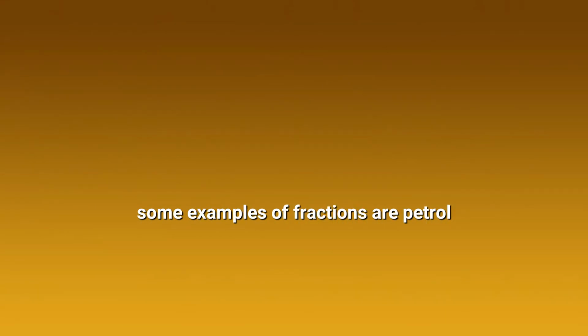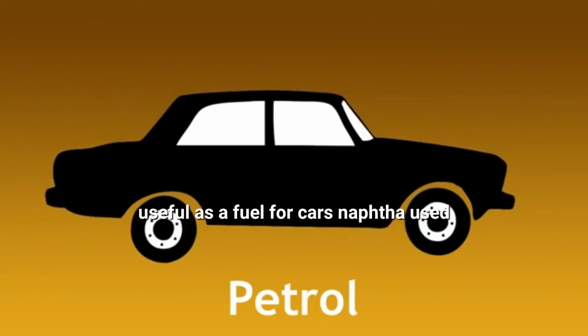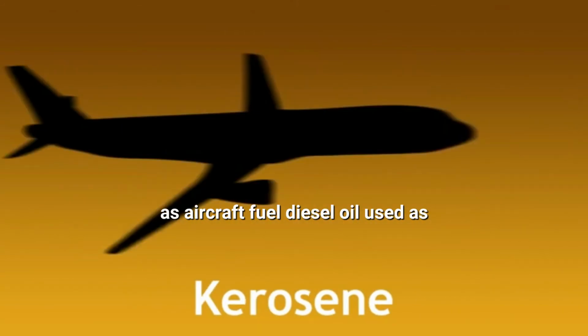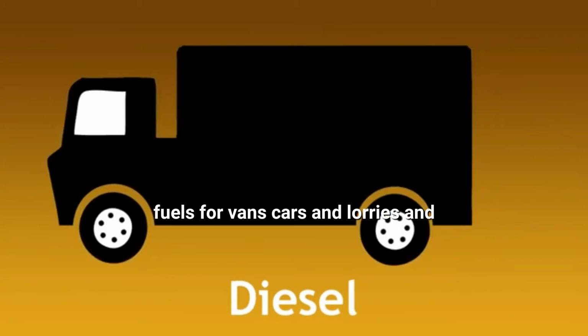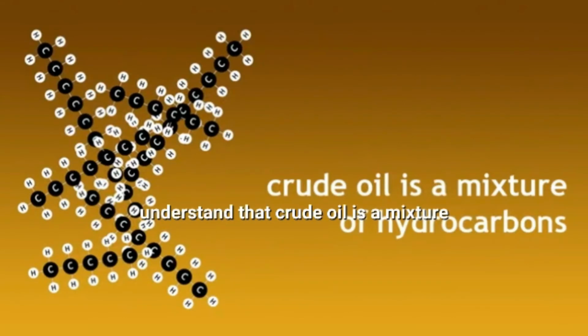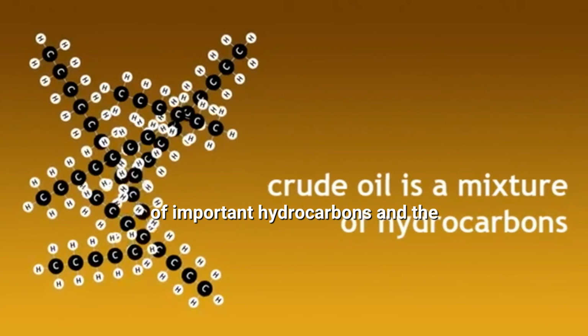Some examples of fractions are petrol, useful as a fuel for cars; naphtha, used in the manufacture of chemicals; kerosene as aircraft fuel; diesel oils, used for vans, cars, and lorries; and bitumen, a mixture of large chain hydrocarbon used to lay roads.